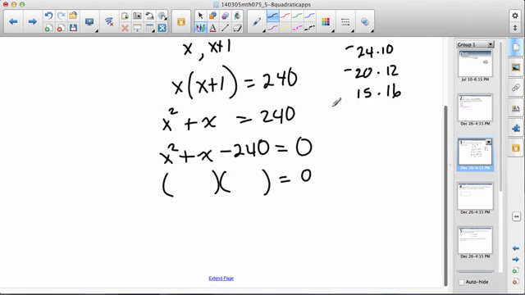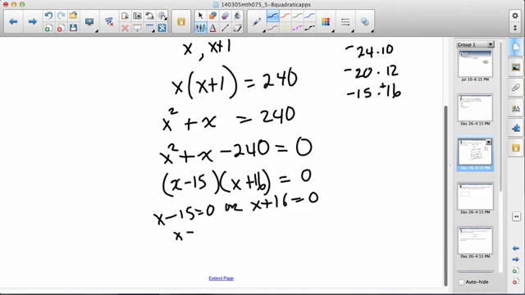So one of these has to be plus and one has to be minus. Since this is positive, I'll make the biggest one positive and this one negative. So this will be x take away 15 and x plus 16. So I've factored this. Now I can use the zero property, which says if you have 2 things that multiply to get 0, either this one is 0 or x plus 16 is equal to 0. If I use the addition property now, I get x is 15 or x is equal to negative 16.